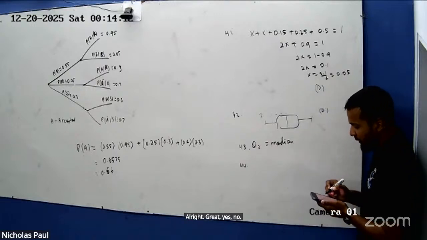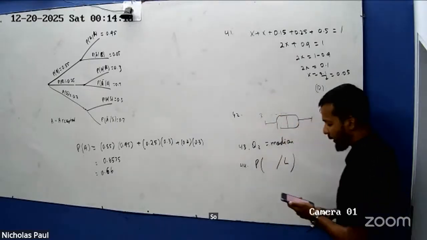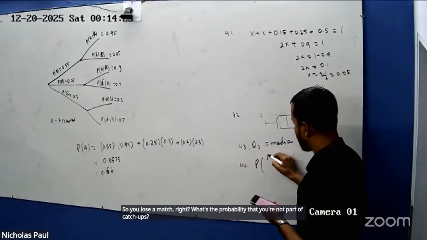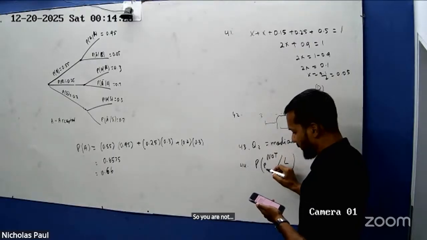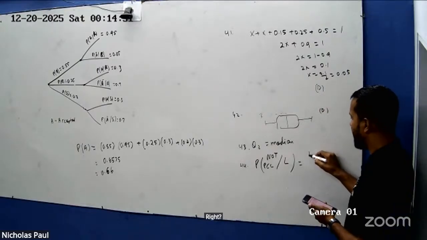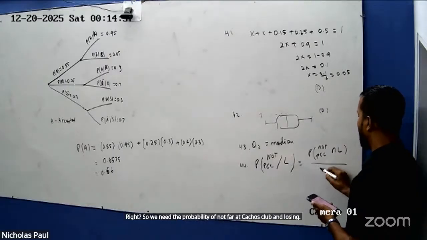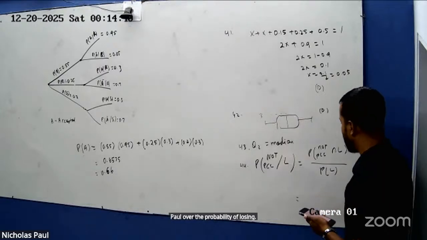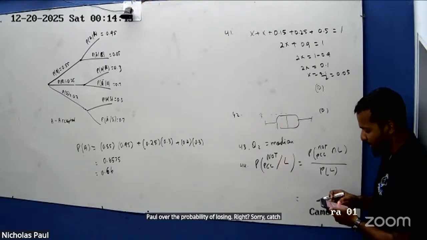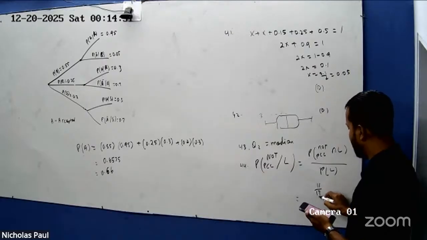If a team loses a match, so you lose a match, right? What's the probability that you're not Parrot Catchers? So you are not Parrot Catchers Club. Right? So we need the probability of not Parrot Catchers Club and losing, all over the probability of losing. That is how much? 11 over 17.